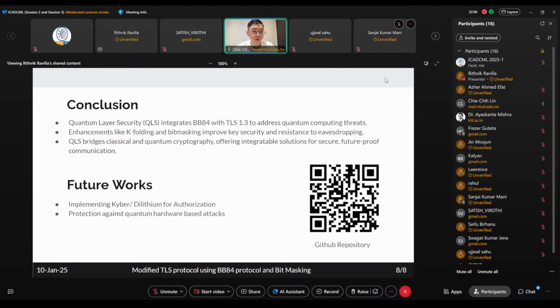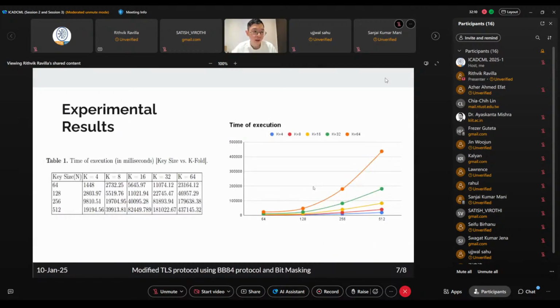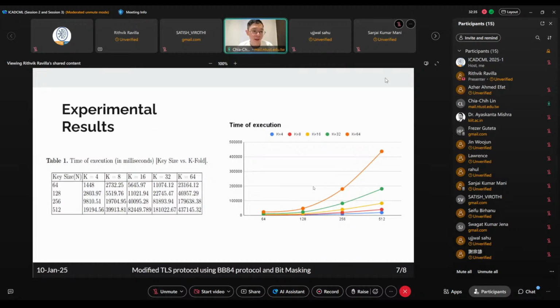Okay, I have one question on page 7. Because we see that if the key size grows, the execution time also grows exponentially, I was wondering if a key size of 32 is enough for security, or what is the proper key size for balancing efficiency and security?